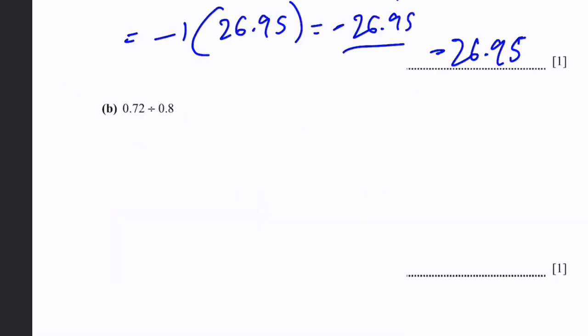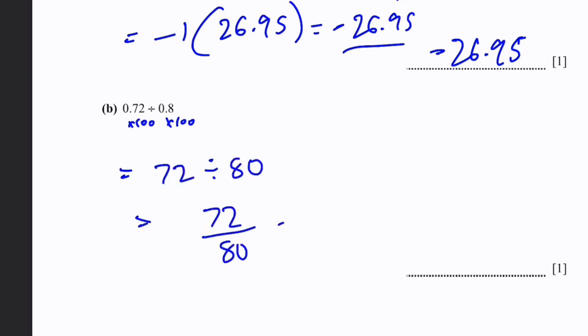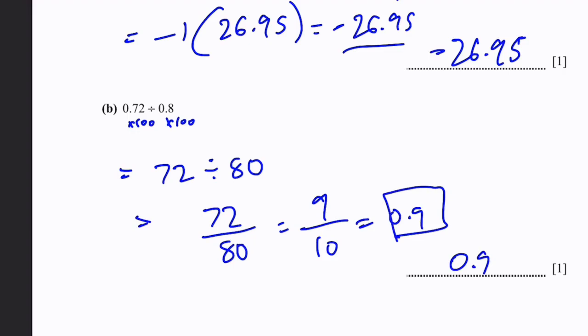Let's go to part B. 0.72 divided by 0.8. We can simplify this by multiplying both by 100. That'll be 72 divided by 80, which, let's just do like this in a fraction, 9 by 10, 0.9. That's the answer. Let's go to question 20.